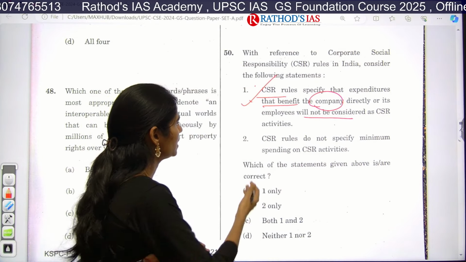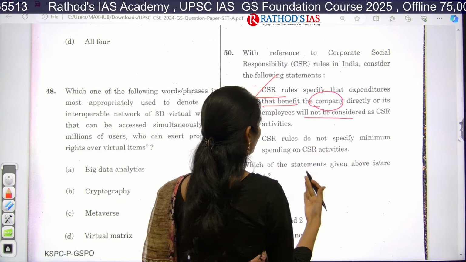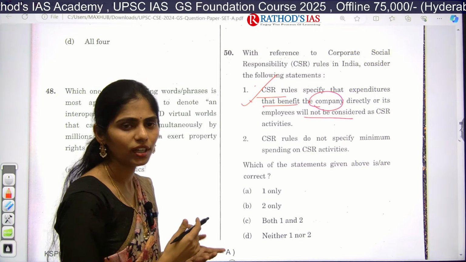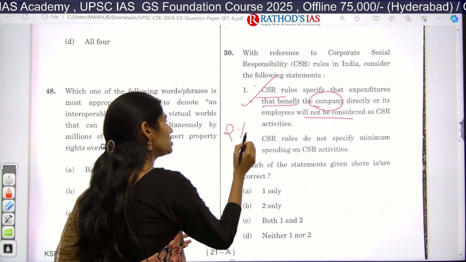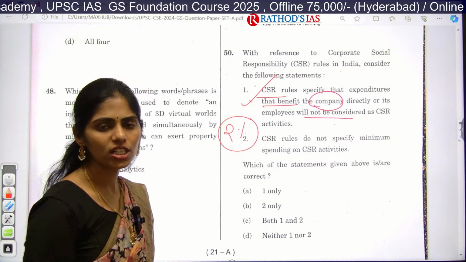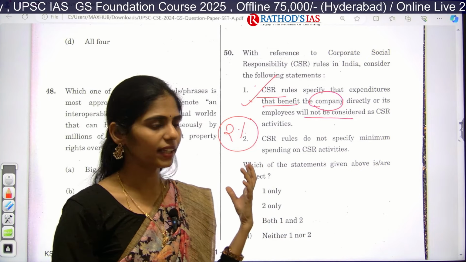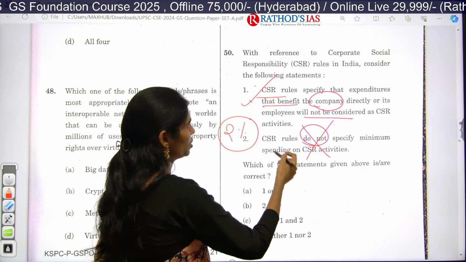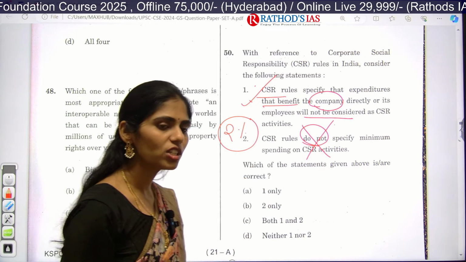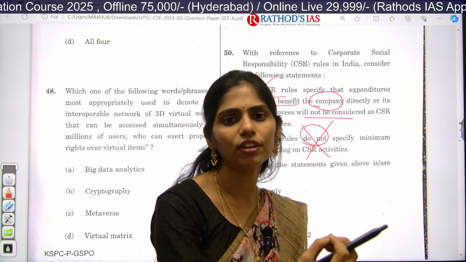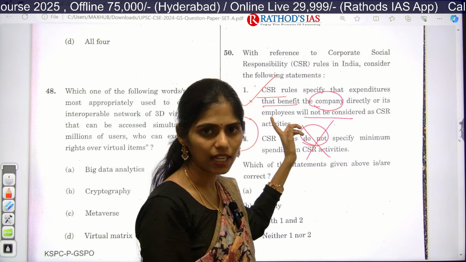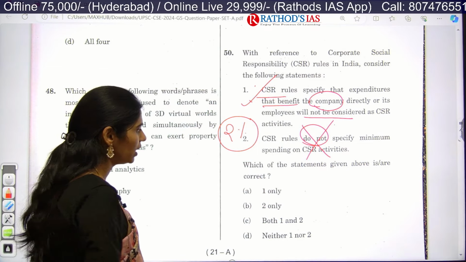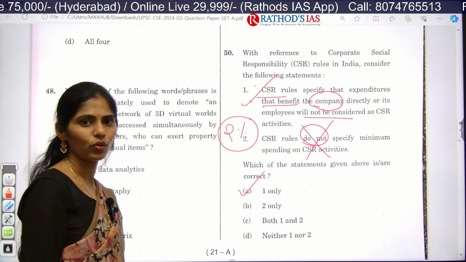And the next one is: CSR rules do not specify minimum spending. Yes, CSR rules say that whatever net profit your company gets, you can spend 2% on the education sector or health, like that. So here it says they do not specify, so it is a wrong statement. The first statement is right. Whatever you spend for your company or the welfare of your employees will not be calculated as CSR. So how many statements are correct? Only one, that too statement one only. So the correct option is A, one only.